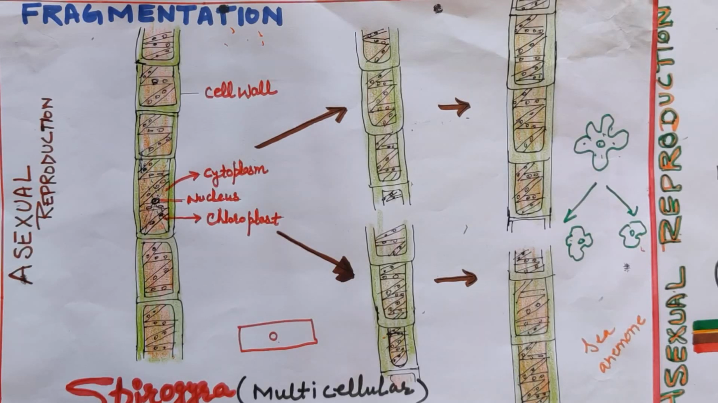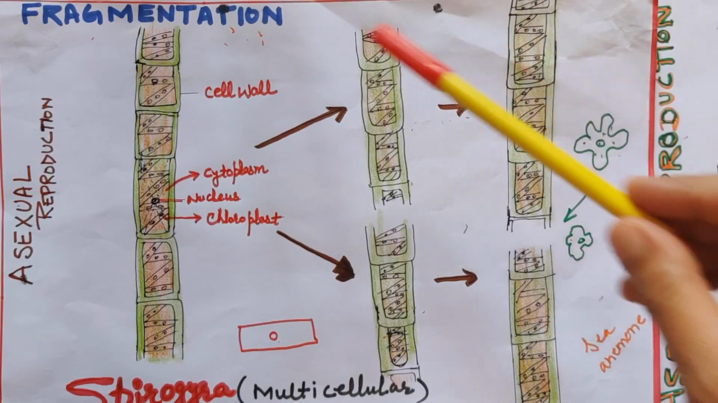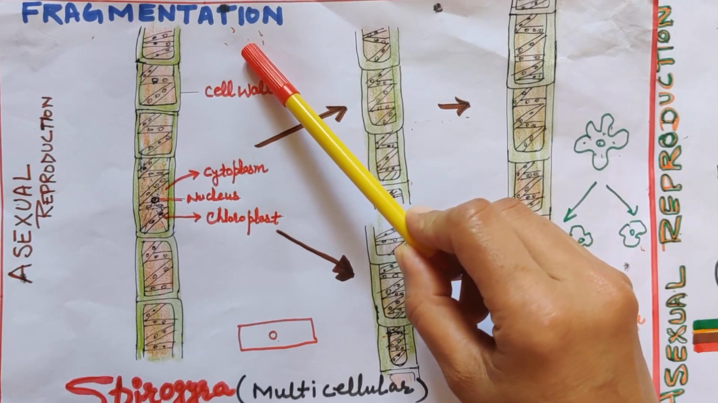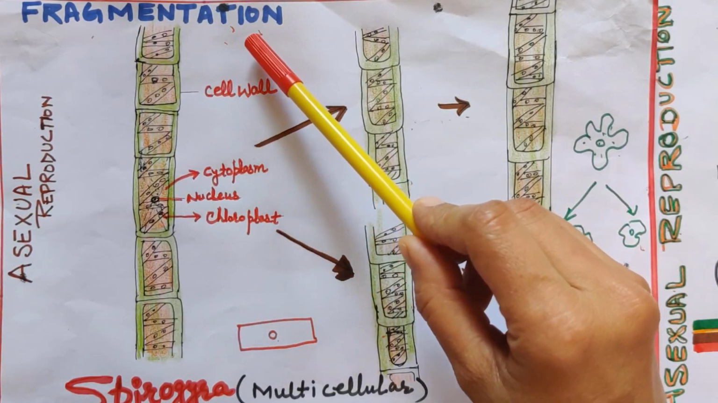In this part, we will study different modes of asexual reproduction. Before this, in the previous video, we discussed budding and fission. And now, fragmentation, the third type of asexual reproduction.